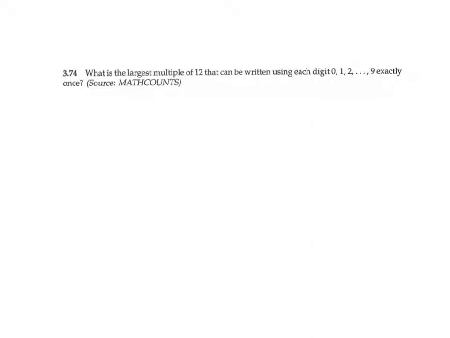What is the largest number, the largest multiple of 12, using all of the digits just once? Well, to be a multiple of 12, so 12 equals 3 times 4. And so as we learned, it has to be both a multiple of 3 and a multiple of 4 in order to be a multiple of 12.